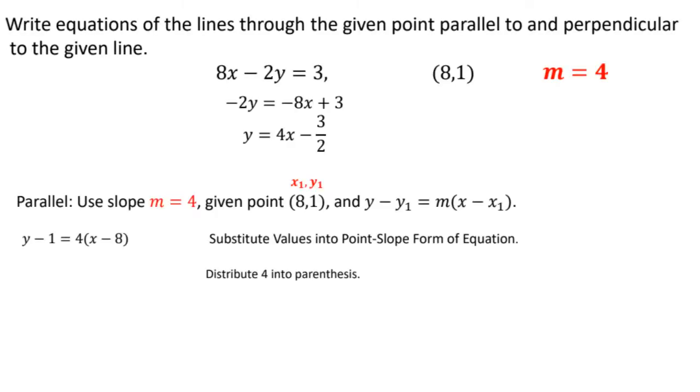So let's go ahead and do what's in the parentheses first. We're going to distribute that 4. So that's going to give us 4x, 4 times the x, and 4 times the negative 8. It's going to give us 4x minus 32.